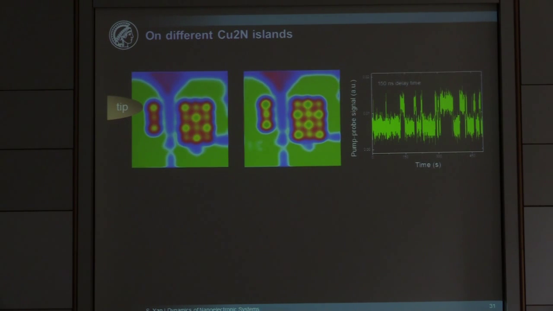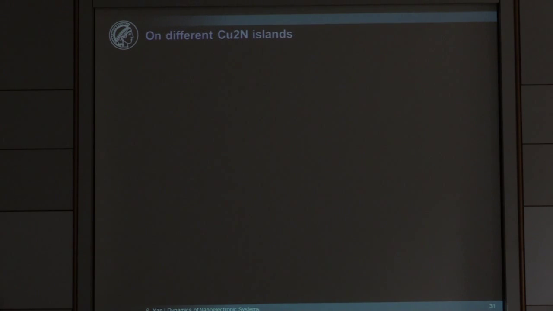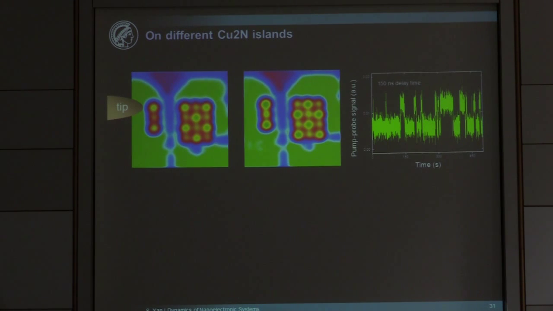Surprisingly, you saw these two nanostructures are on the same carbon nitride island. Of course, they will interact with each other. Surprisingly, we also built the two nanomagnets on different carbon nitride islands. You can see here they are separated by this copper braid.